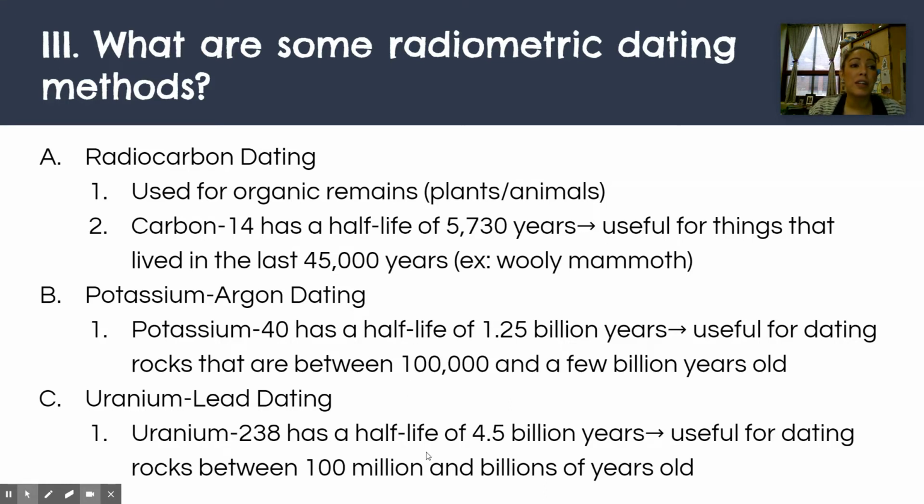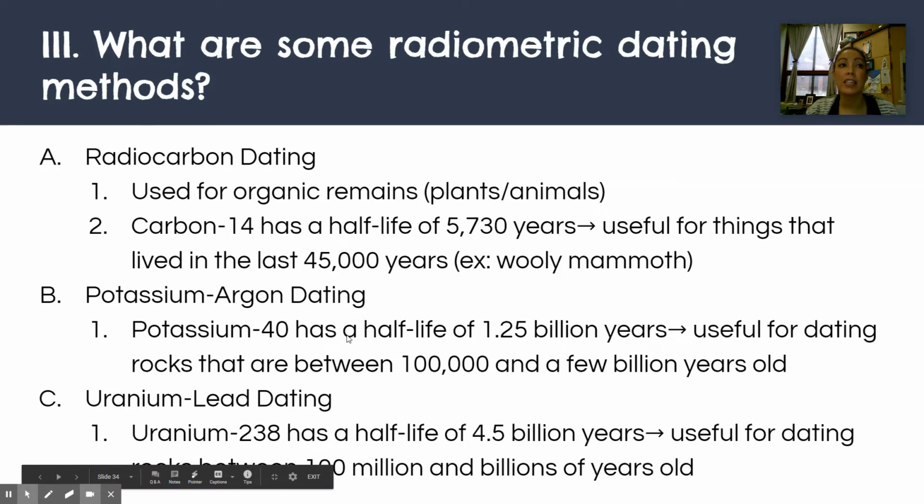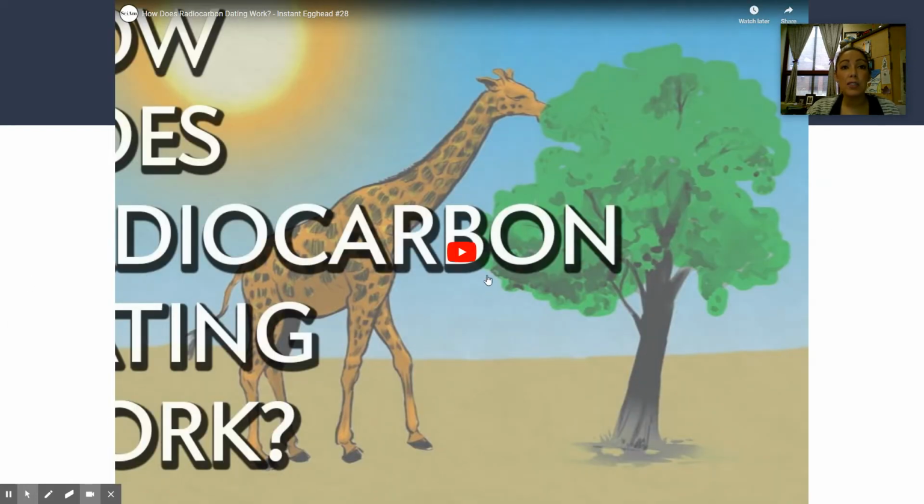Potassium-argon and uranium-lead we might find in our igneous rocks, whereas radiocarbon dating would be more for fossils. Okay. This video is going to specifically talk about radiocarbon dating, but they'll review the concept of half-life, which is useful for igneous rocks in general, not just for things that are organic.